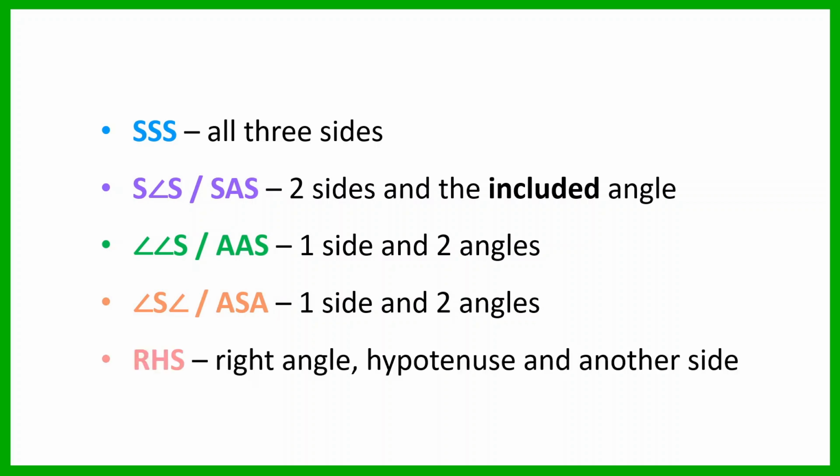Or if we can prove that there is a right angle and the hypotenuse and another side are the same in the two triangles. Okay, so these are the different conditions for congruency that we can use when we are proving congruency. Now we're going to look at the actual method for proving that two triangles are congruent. It's not enough to just identify the case for congruency and say that they're congruent. We have to actually prove it.